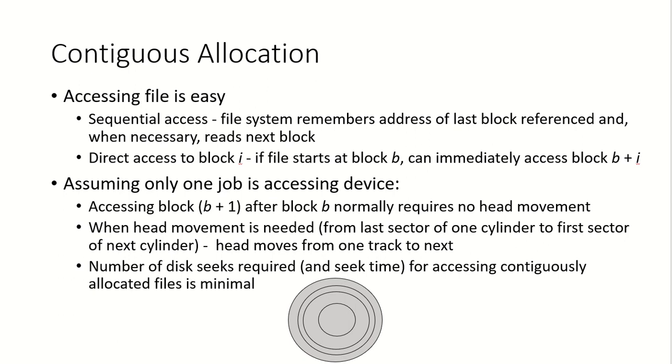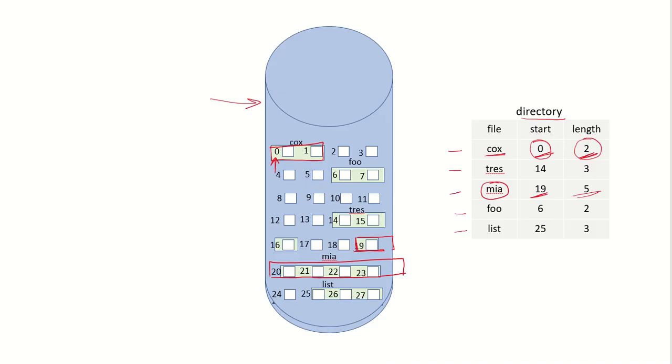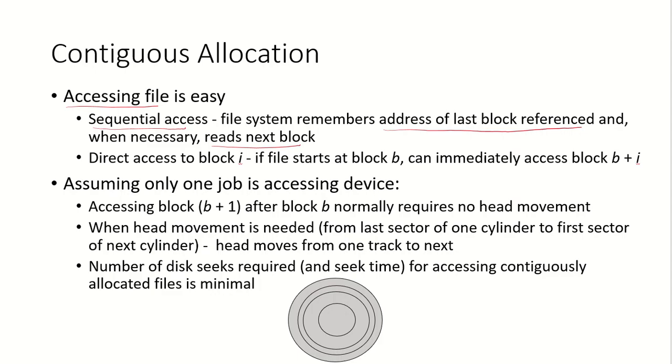The advantage of contiguous allocation is that accessing the file is easy. First of all, let's take a look at sequential access. If the file system remembers the address of the last block that was referenced, then whenever necessary, it can read the next block. Once it is at a particular block, let's say block 20, then sequential access to the next block, which is 21, then the next block 22, is easy.